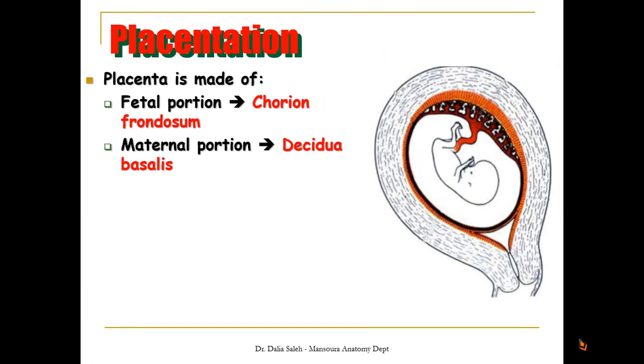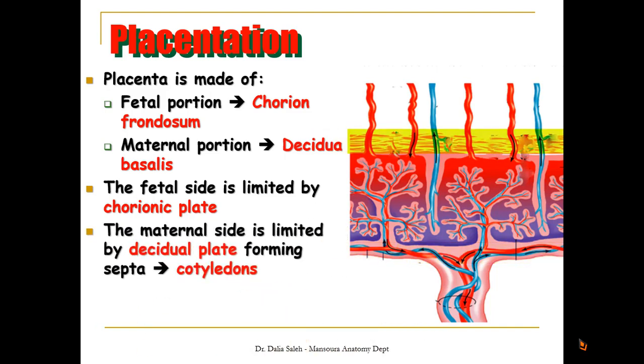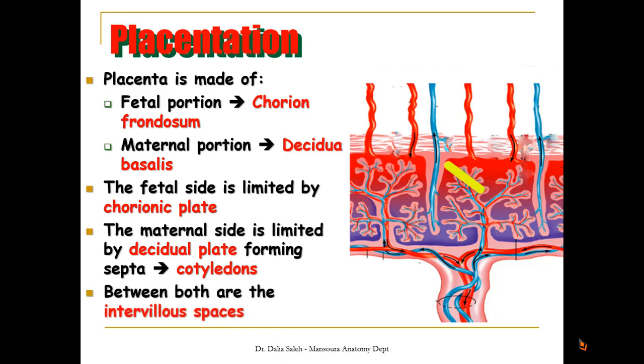The placenta is made of the following: a fetal portion made by the chorion frondosum, and a maternal portion made by the decidua basalis. The fetal side is limited by the chorionic plate. The maternal side is limited by a plate called the decidual plate, which forms septa. These septa divide the placenta into pieces we call cotyledons. The spaces between the septa we call the intervillous spaces, and these intervillous spaces communicate with each other below these septa.